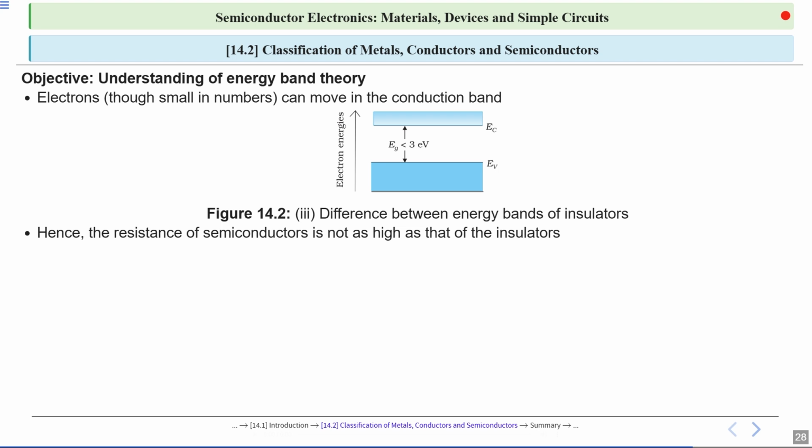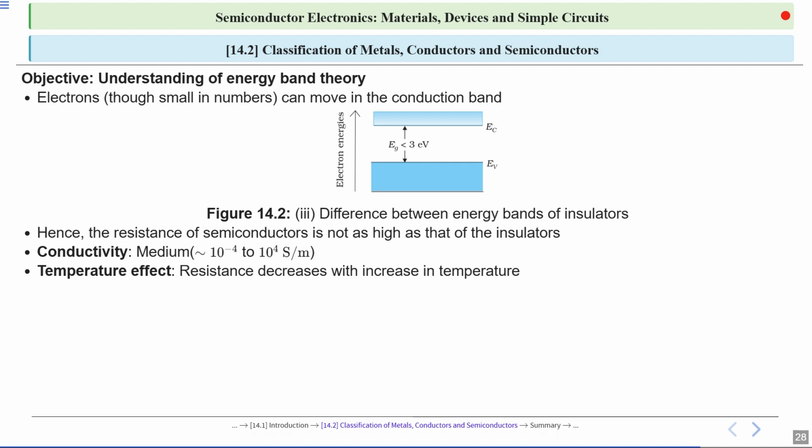Semiconductors have lower resistance than insulators, meaning they allow some electric current to flow. Insulators strongly resist the flow of electricity, almost blocking it completely. Semiconductors are better conductors than insulators. Their conductivity is medium, between 10 to the power minus 4 and 10 to the power 4 Siemens per meter.